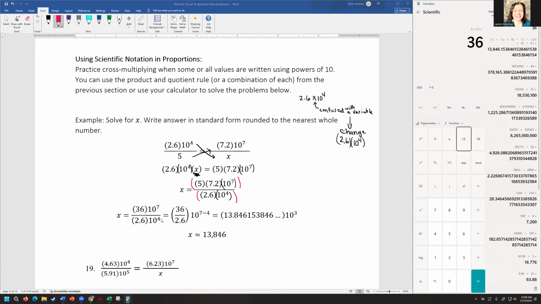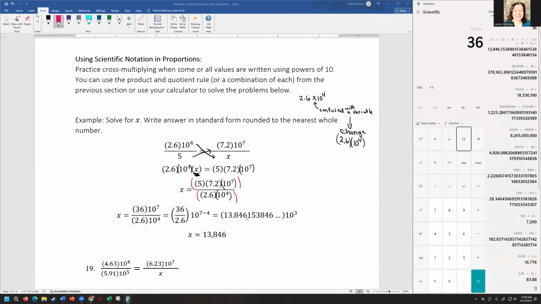I used rules about how if you have the same base and they're on top and bottom, you subtract the exponents. So I still have my 36 divided by 2.6. That's my whole number parts and my decimals. But I've got my exponent. I'm using the rule of exponents to reduce this. So I've got top power minus bottom power. So that's 7 minus 4, or 10 to the 3rd.